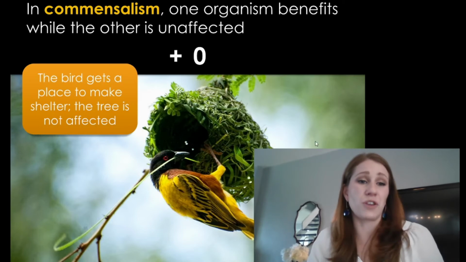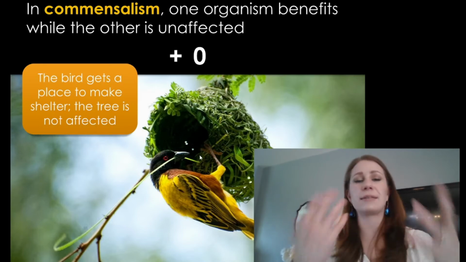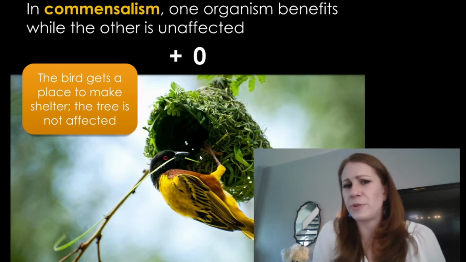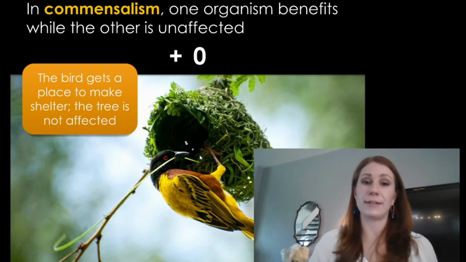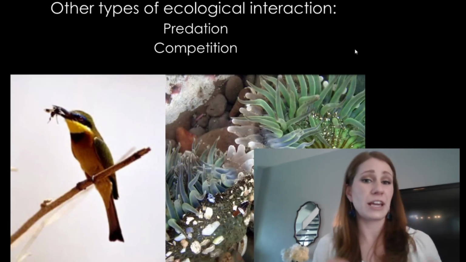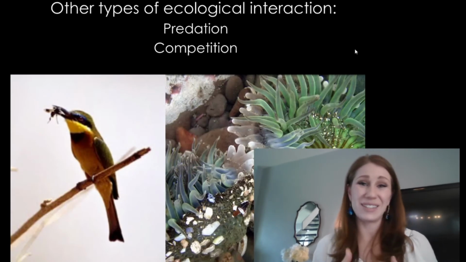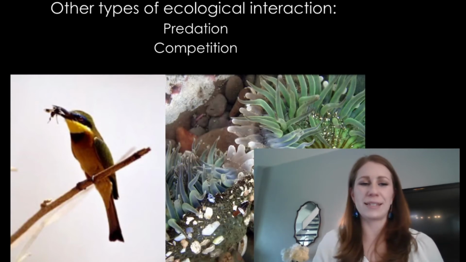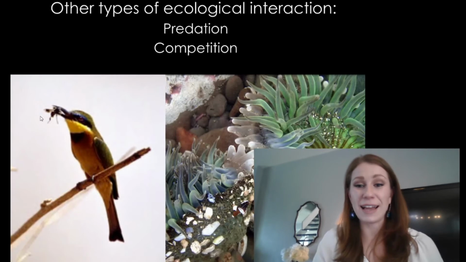And this is what I picture. I picture that the bird gets to make its nest in a tree, but that tree, it's not helped by a nest and it's not harmed by a nest. So it's just not affected at all. The last couple of types of ecological interaction are predation and competition. Predation is exactly what it sounds like, predator and prey. That bird there is a predator and it's going to eat that insect.